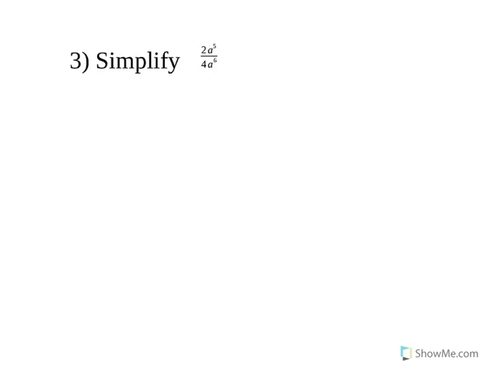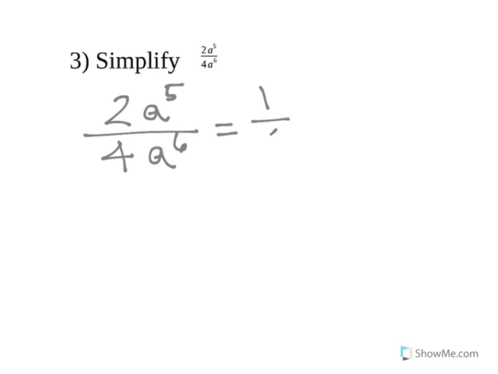Simplify 2a to the fifth over 4a to the sixth. So let's take a look at this one. We're dividing, so we have to use our quotient rule. 2/4 is reduced to 1 half.